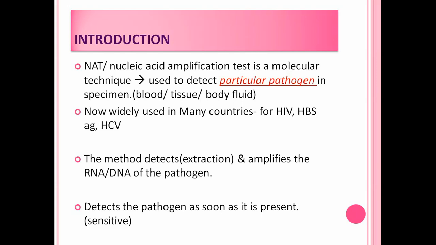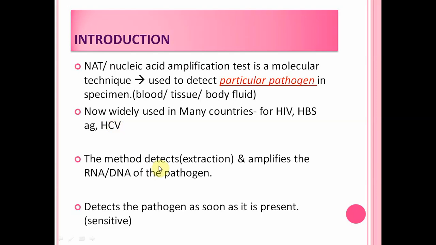So the introduction of the NAT testing. NAT is also known as nucleic acid amplification test. It detects the pathogen in the specimen. The specimen may be blood, tissue or body fluid. Here the detection of the pathogen is done, not the antibodies or the antigen. It is widely used in many countries for the detection of HIV, hepatitis B virus and also hepatitis C virus.